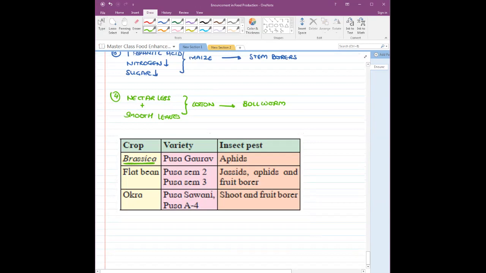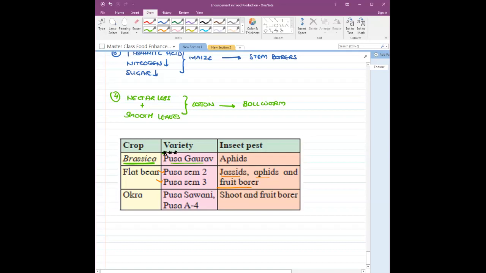What is this? This is known as your Pusa Gauro, okay. And guys, this is very important, okay. They will always ask you about Pusa Gauro, okay. What is this going to be against? It is going to be against your aphids, okay. Chalo. Second one, we have your flat beans. Pusa Sem 2, Pusa Sem 3. Okay, once again, jassids, aphids, and fruit borers. You just have to add all the problems over here.